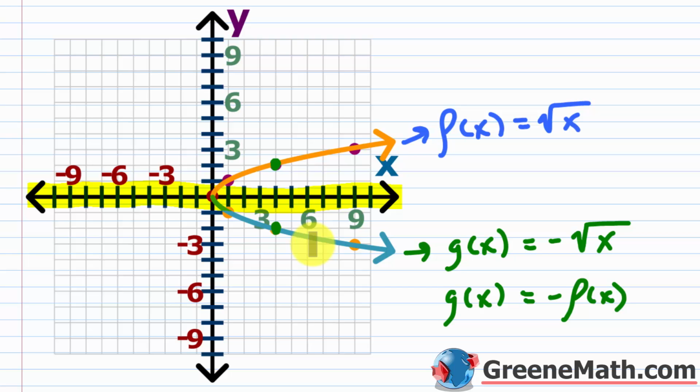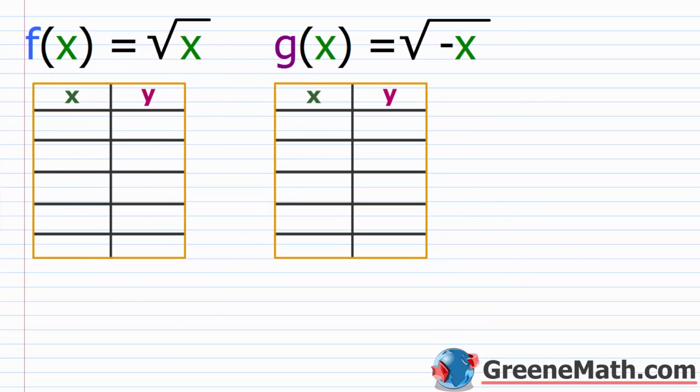So let's look at another scenario now. Suppose we have f of x and g of x, and now g of x is defined just a little bit differently. So f of x is the same as the square root of x. But now g of x is the square root of negative x. So this is a bit different. Essentially, this negative is what's making it different.